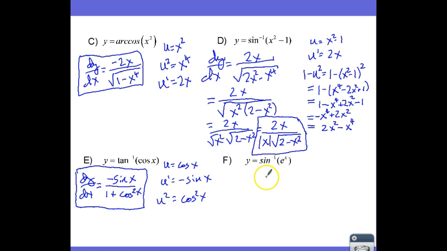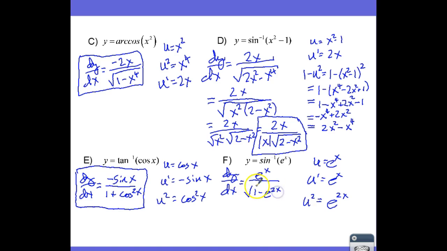y equals the inverse sine of e to the x. So let's begin by writing u equals e to the x. And remember that the derivative of e to the x is just e to the x. u squared is going to be e to the 2x. So dy dx is equal to u prime, which is e to the x, divided by the square root of 1 minus u squared, which is e to the 2x. And there is our solution for F.